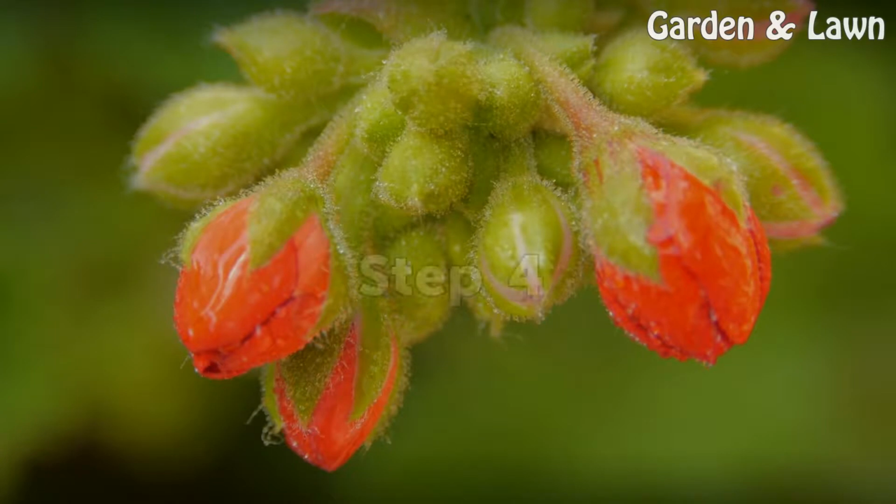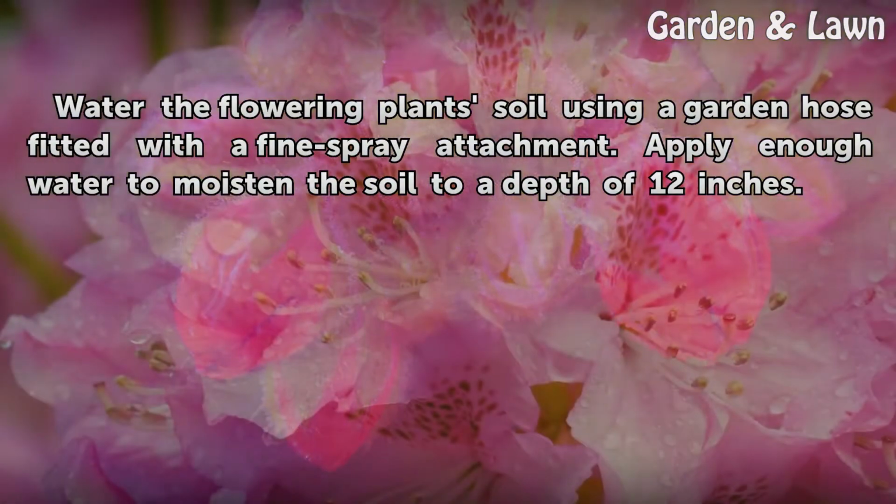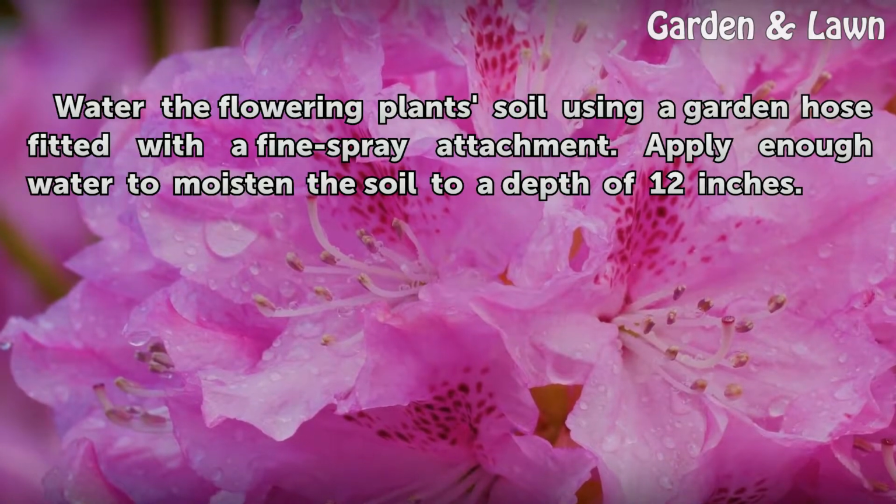Step 4. Water the flowering plants' soil using a garden hose fitted with a fine spray attachment. Apply enough water to moisten the soil to a depth of 12 inches.